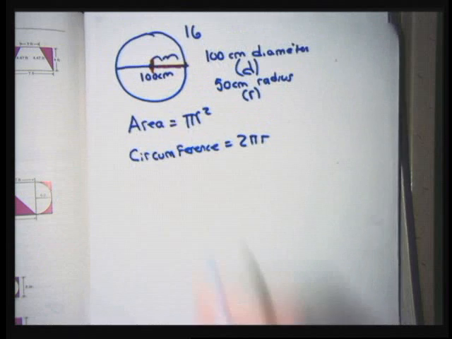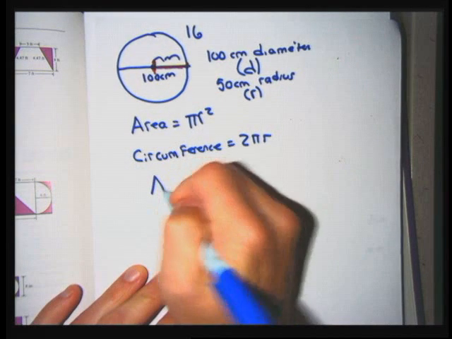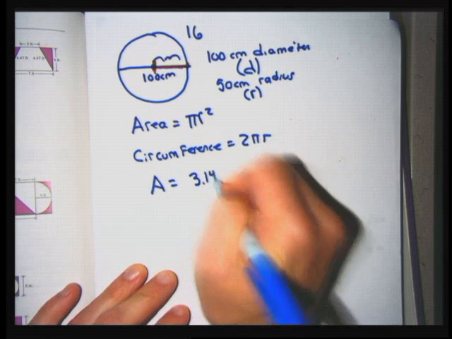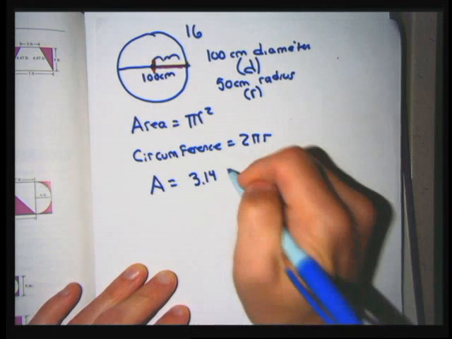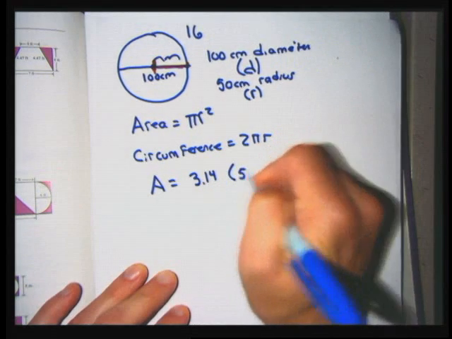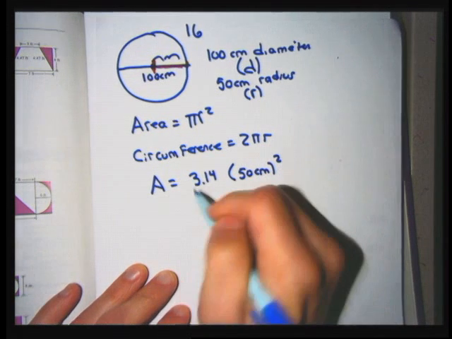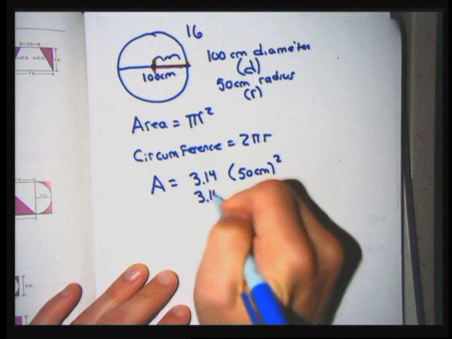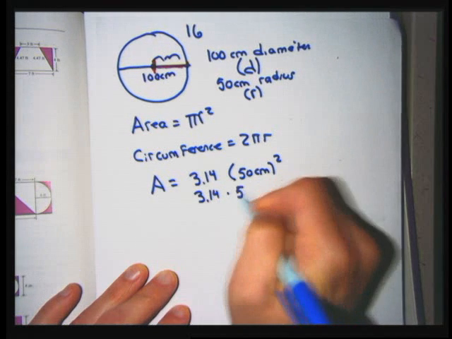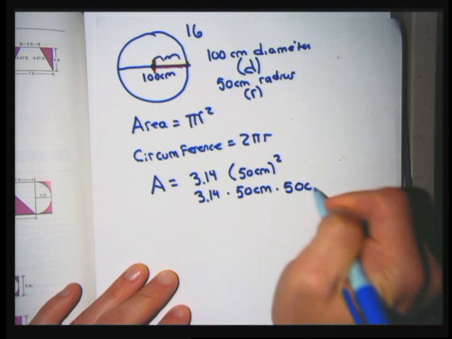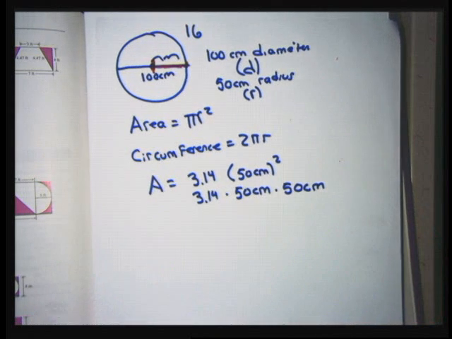And I'll just answer this. So area, I'm going to write A equals pi. I'm going to cheat and write 3.14 for pi. And then r squared, that's going to be 50 centimeters squared. And I should remember that squaring something is equivalent to multiplying it by itself. So the area is going to be 3.14 times 50 centimeters times 50 centimeters. And I'm going to give an answer that has 2 decimals worth of accuracy.